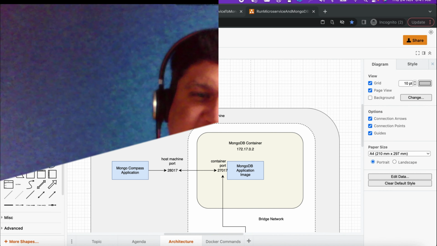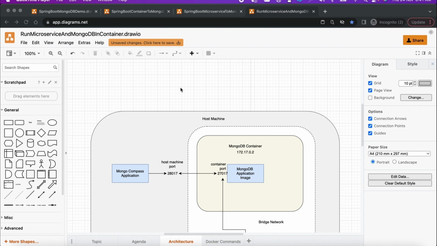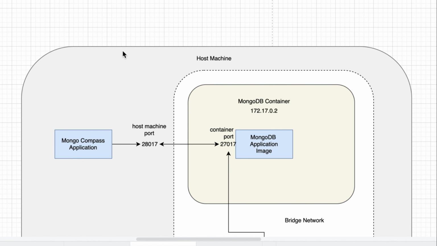Thank you. Now let's understand the architecture of our flow today, what we are trying to achieve. The outside box that you see is a host machine. In that host machine, we are going to run one MongoDB container. This is our Docker container, and in that container we'll be running our MongoDB application image. The MongoDB application image runs on port 27017 by default. So this database is running on port 27017 inside this container.